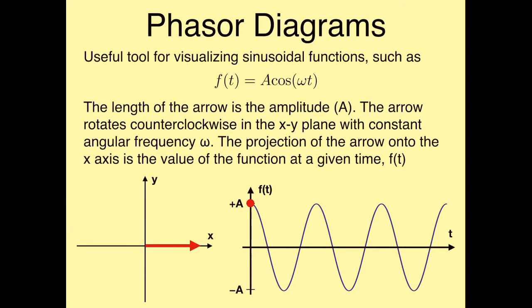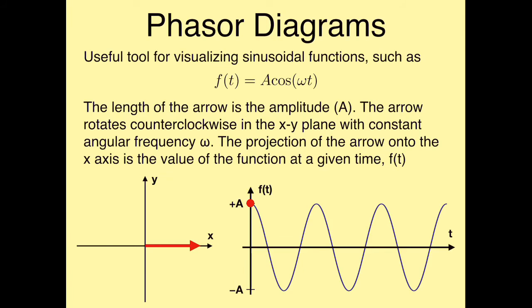So fundamentally, a phasor diagram is a visual aid. It's a tool that we use to visualize how a sinusoidal function behaves. For example, let's say we have the function f(t) = A cos(ωt). A and ω are both constants, and t is the time. We represent this function using an arrow, and the length of that arrow corresponds to the amplitude. So the longer the arrow we draw, the bigger the amplitude of this function.